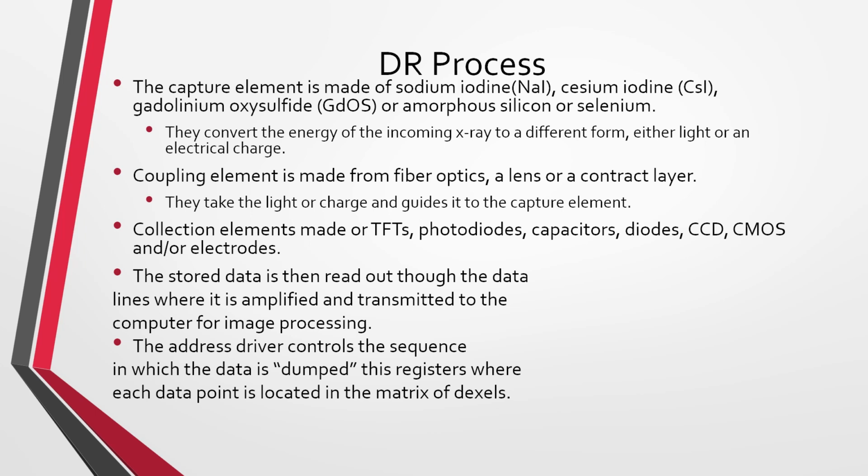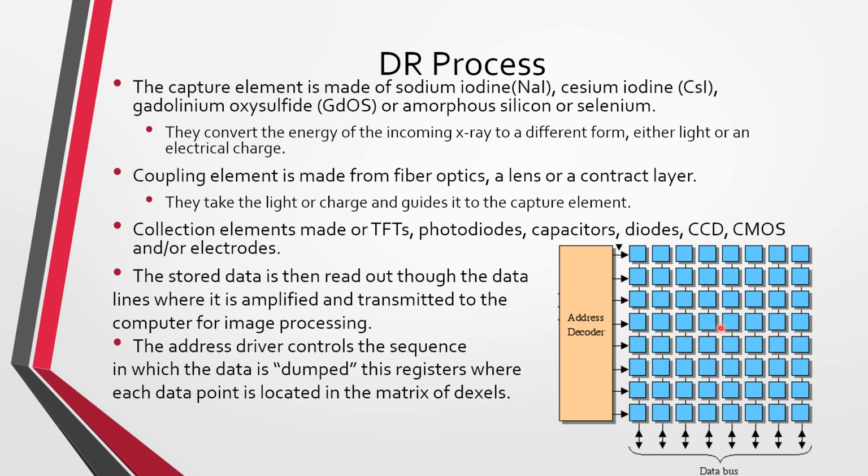There are many different matrices through the different steps of acquiring a radiographic image. We can see here, each one of these would be a dexel in this case, and each one of these will make a physical matrix inside of the detector. Once the data needs to be dumped, it needs to be read out. The data lines here will dump it. The address, it says decoded, but the address driver control keeps track of everything, and it goes out through the data bus and other electronics, and it gets sent to the computer.